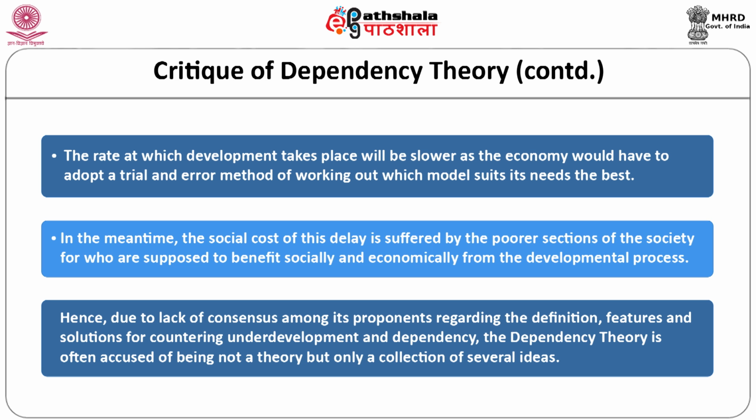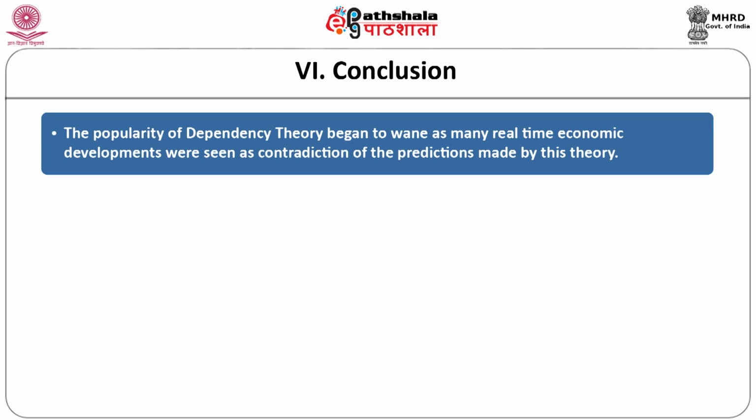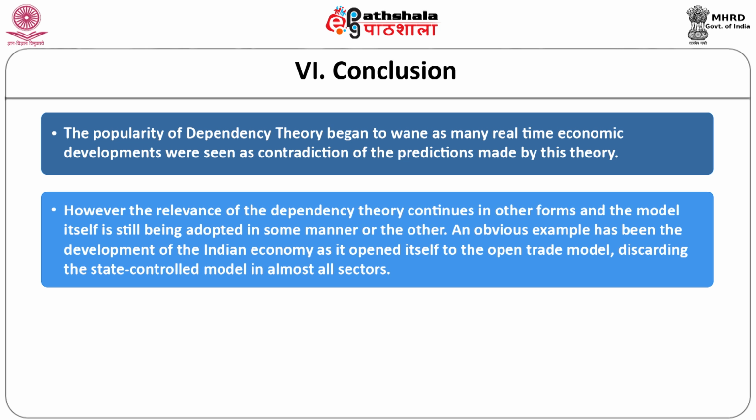The popularity of dependency theory began to wane, as many real-time economic developments were seen as contradictions of the predictions made by this theory. However, the relevance of the dependency theory continues in another form, and the model itself is still being adopted in some manner or the other. An obvious example has been the development of the Indian economy, as it opened itself to the open trade model, discarding the state control model in almost all the sectors.